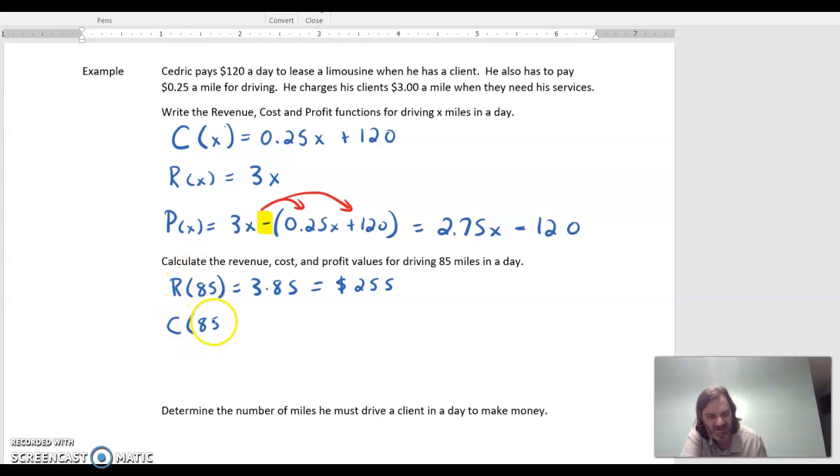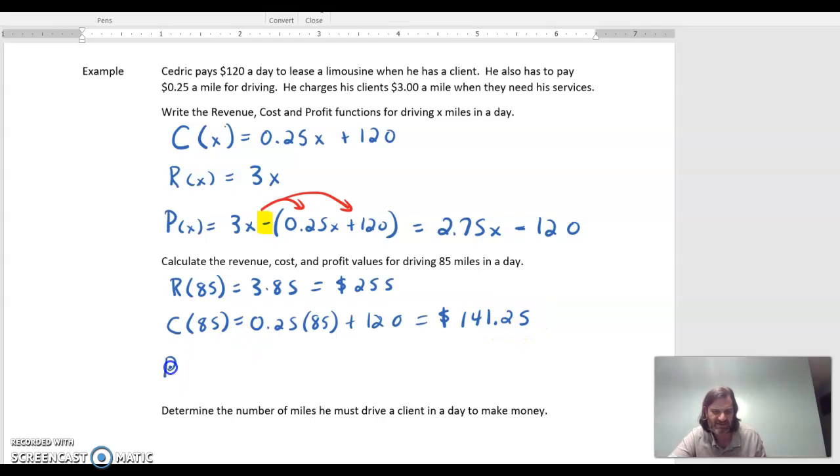But then he's got to pay the people he's getting the limo from. So we go to the cost function, 0.25 times 85 plus 120. So let's see here. That's $141.25. So he may have people paying him $255, but he has to pay out $141.25.